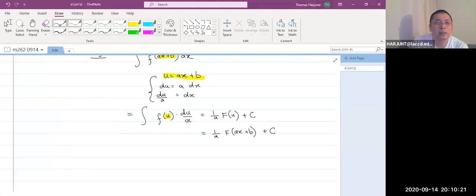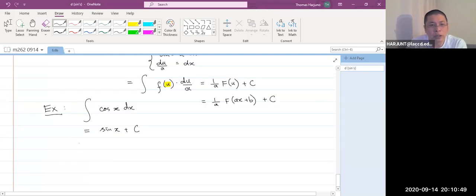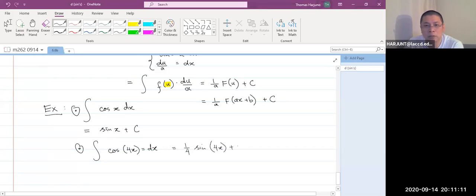Okay, let's apply this to the following. Suppose, for example, something we have known in the past. What is the integral of cosine x dx? If you don't know this, drop the class right away. This is sine x plus constant. Is that right? So, using that idea, can you do this integral fast? How about the integral of cosine 4x dx? This will be 1 over 4 sine of 4x plus constant.